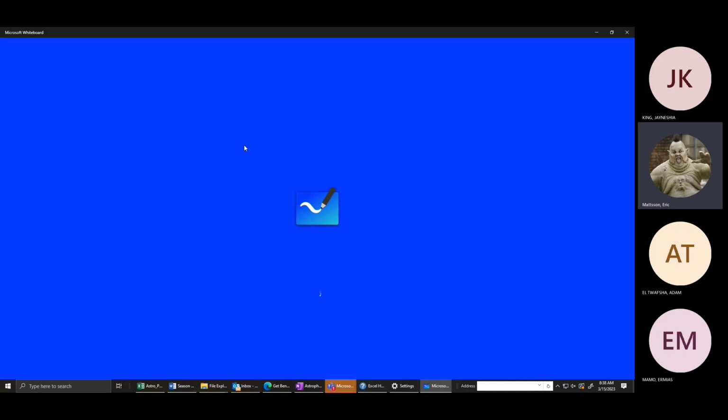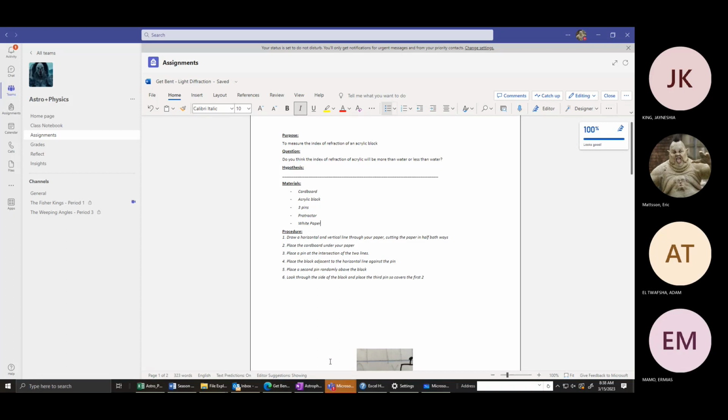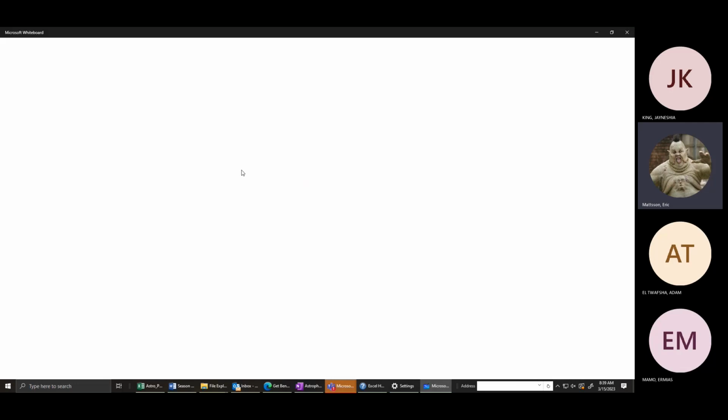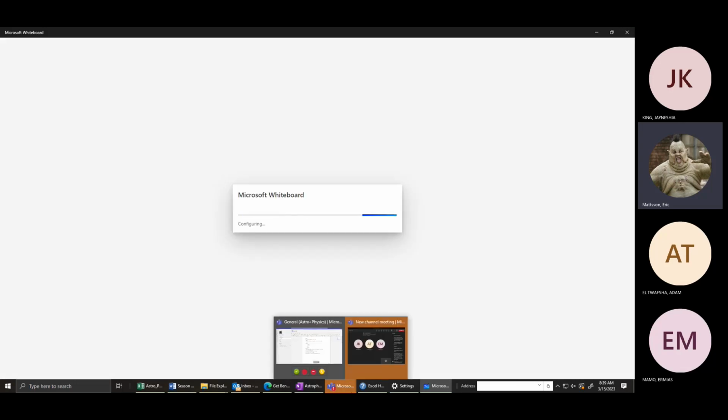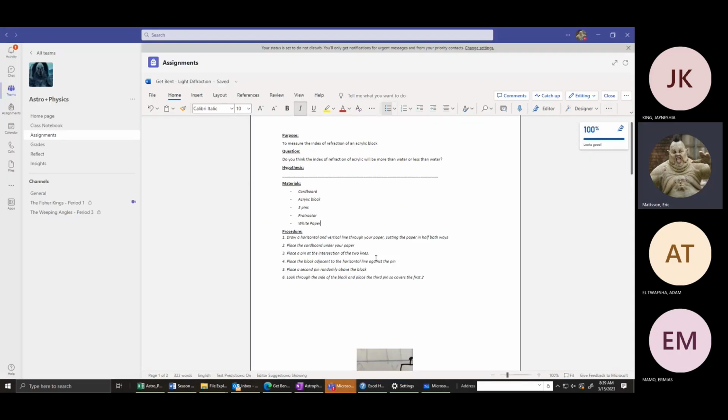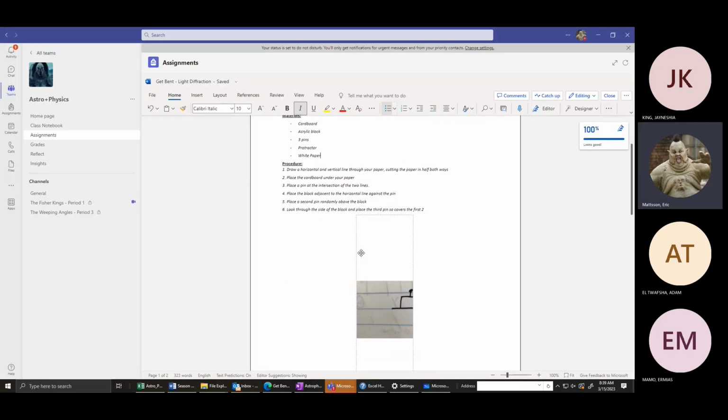So here's what we're going to do with this. You're going to put your piece of white paper onto the cardboard sheet. And then you're going to draw a horizontal and a vertical line. So basically you're going to cut your paper in half both ways. And then you're going to put a pin. One of the 3 pins is going to go straight into the middle of the piece of paper, which is what these pictures should show.